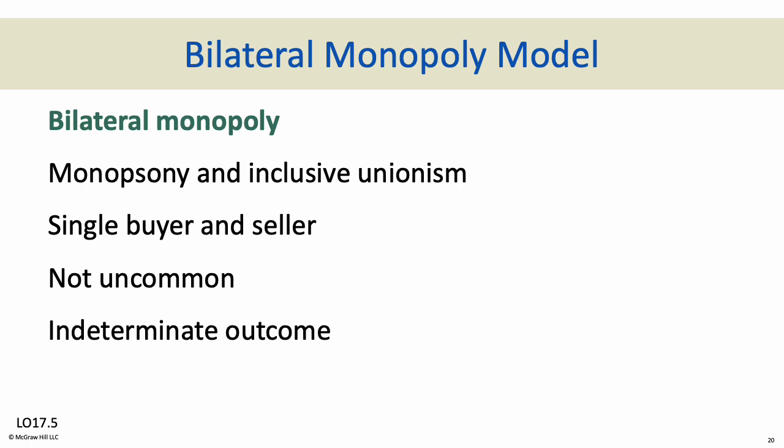It's not uncommon, but there's an indeterminate outcome. Who's better at the negotiations? Is the professional league or the union better? And we have had examples of both. We've had certainly plenty of strikes over the years in professional sports, in addition to various compromises and deals made between the two sides. So there's no determinate outcome because it is subjective.